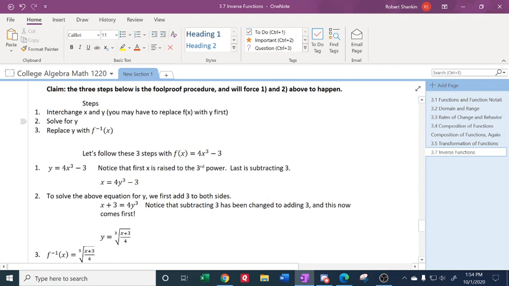Now, the next step is solve for y. We take this equation right here, and we solve for y. To solve that equation for y, first thing we do is add 3 to both sides. Notice the last step in the original was subtracting 3, and that had to get resolved first right here, adding 3 to both sides. We're reversing not only each operation, but we're also reversing the order when we solve this for y. So I added 3 to both sides, and then I come up with x plus 3 is 4y cubed. Notice that subtracting 3 has been changed to adding 3, and this now comes first.